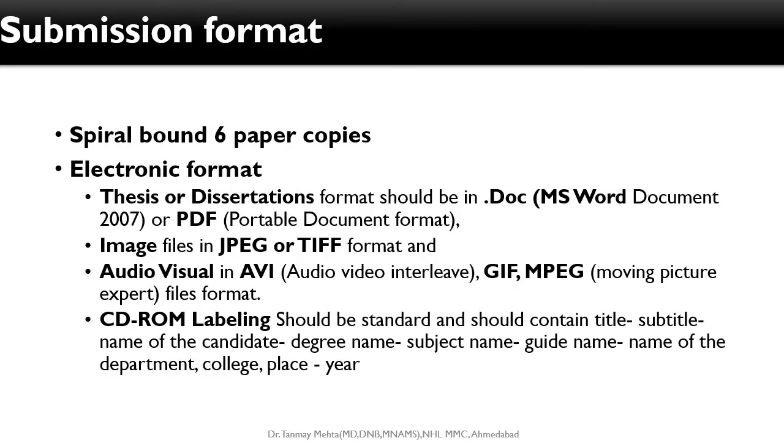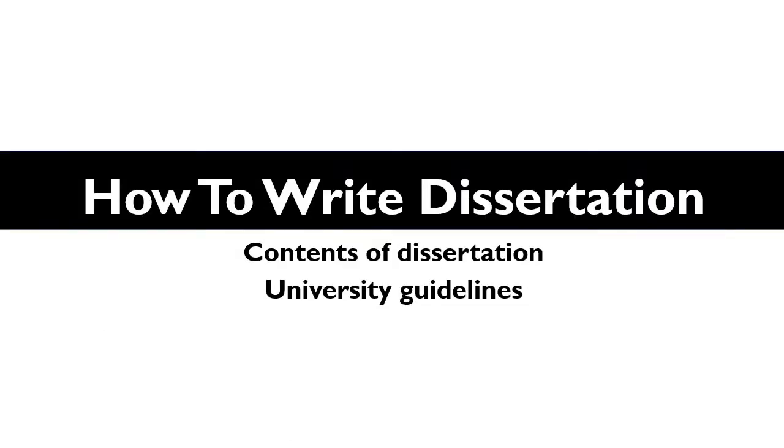Then you have to submit your dissertation in paper format as well as electronic format to the university, spiral bound 6 paper copies, and in the university you have to submit the Word or PDF file in CD-ROM with all the proper labeling. So what is the dissertation format, or how to write actually the dissertation? So we will discuss it in detail along with university guidelines.